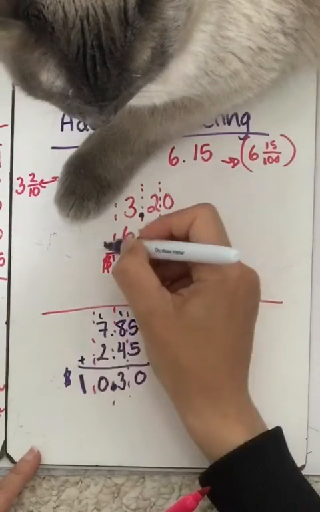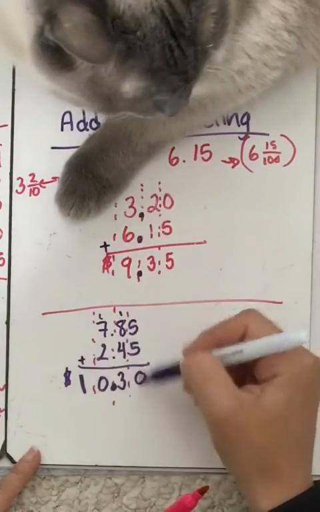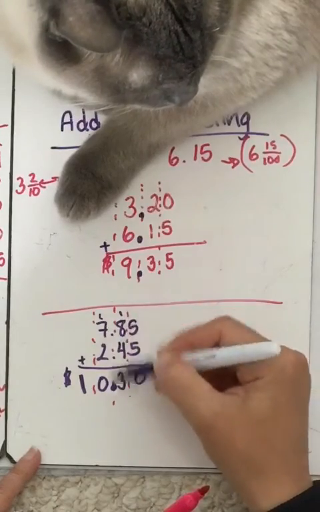Same thing with subtracting. So these were adding. If you were subtracting, it's the same rules. You start here and you keep subtracting over.